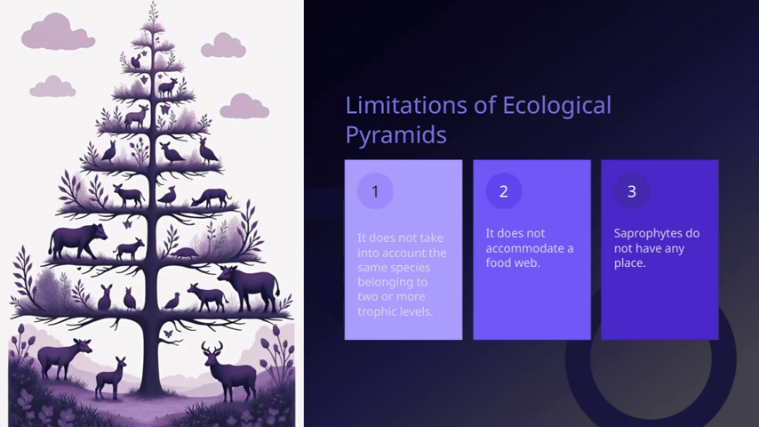Finally, they have a limitation in that they don't consider the fact that the same species can sometimes belong to two or more trophic levels. For example, a carnivore might also eat plants at certain times, or herbivores might have omnivorous tendencies. This overlap isn't captured in the traditional pyramid model. So, overall, while ecological pyramids are useful, it's important to recognize these limitations when we're analyzing ecosystem dynamics.